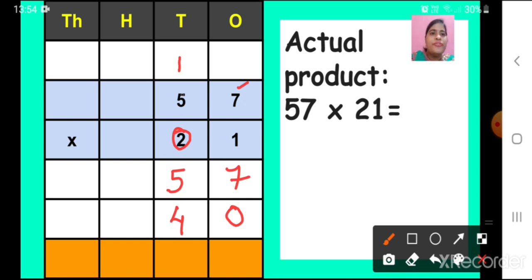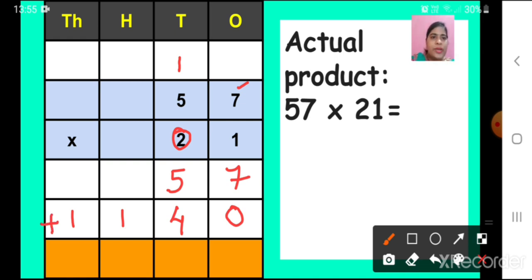Then 2 fives are, what is 2 fives? 10. Is there a carryover? Yes, there is carryover 1, correct? So 2 fives are 10 plus 1 is 11. So I will write number 11 directly because there is no other number in the hundreds place. So write it directly.